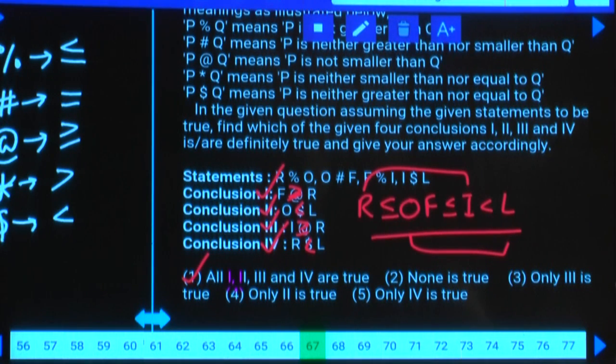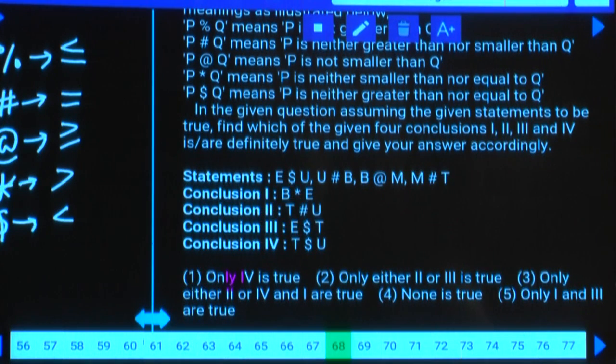Question number 67, choice 1 is the answer. Then coming to 68, E dollar. Dollar stands for E lesser than U. Next one, hash stands for equals to, that is E lesser than U and U equals to B, and B at the rate of means B greater than or equals to M, and M has means M equals to T.